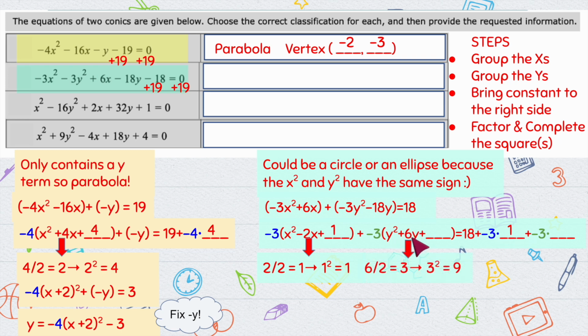And now I'm going to do the same thing with 6. 6 divided by 2 is 3, and 3 squared is 9. So I've added that to both pieces. So immediately I can factor both of these trinomials.